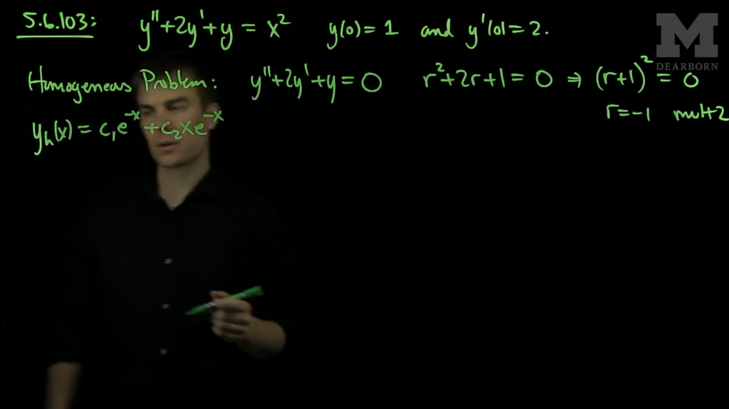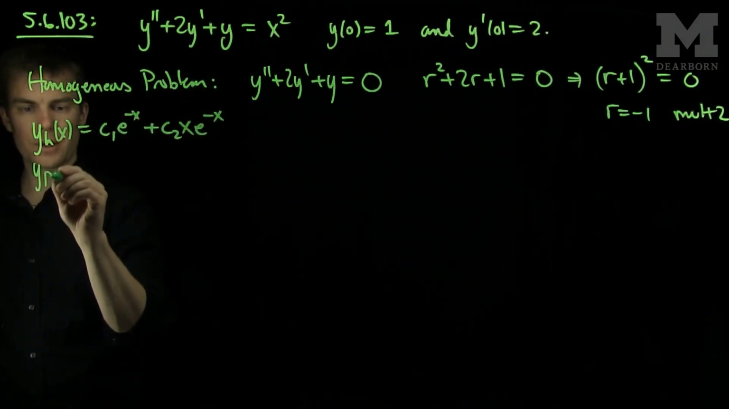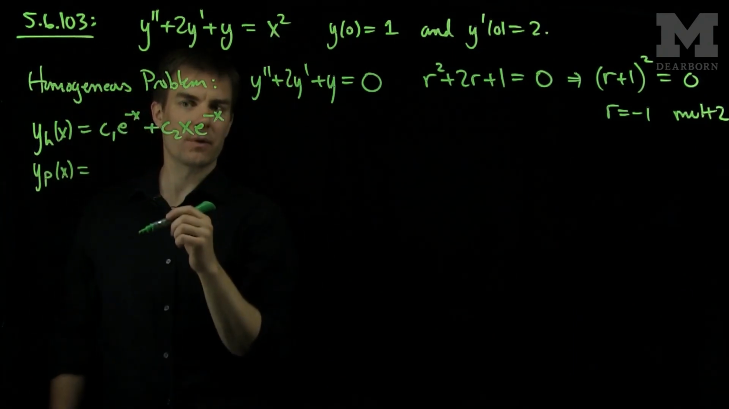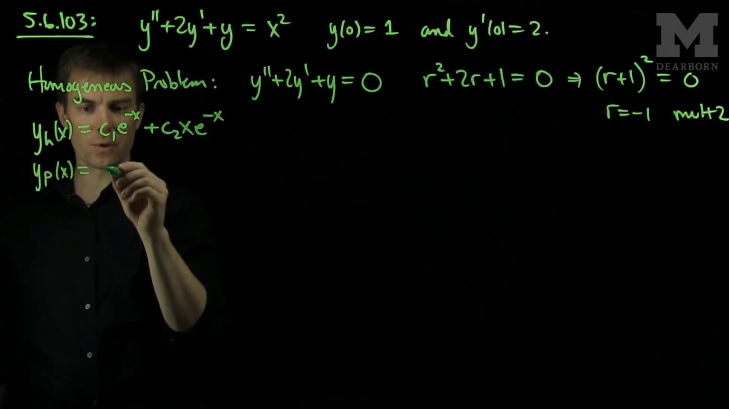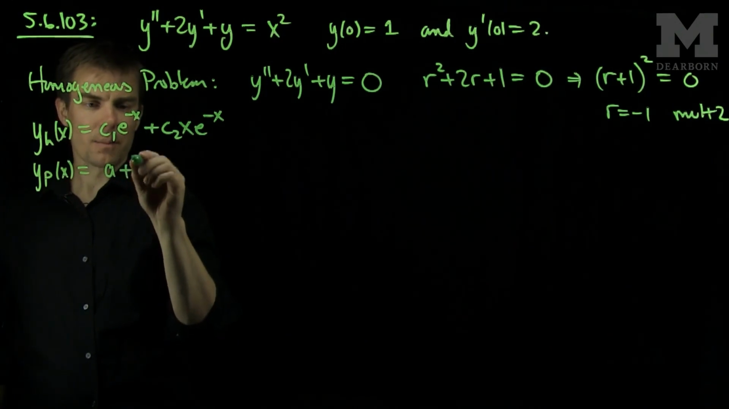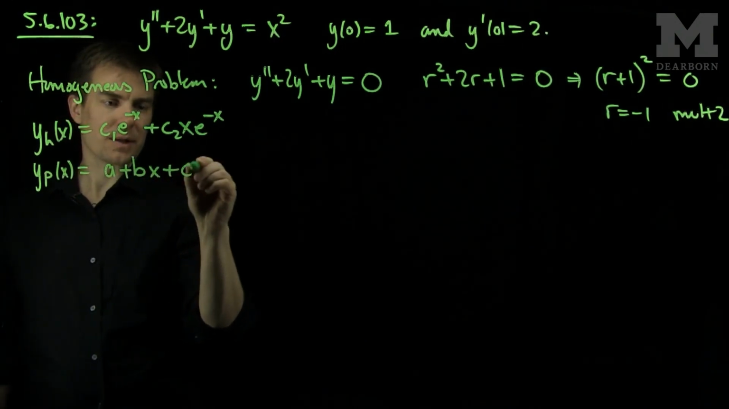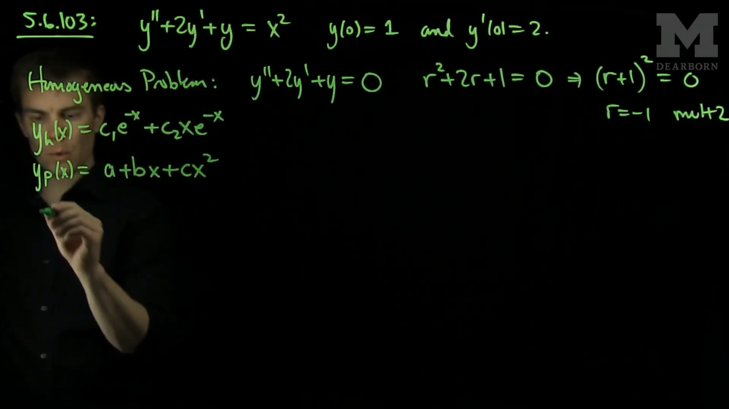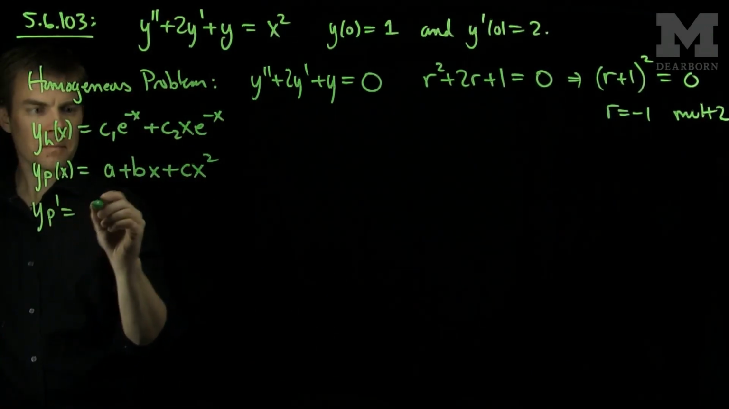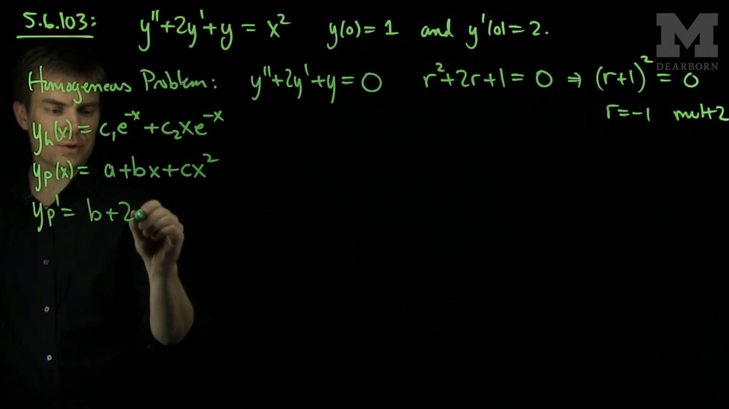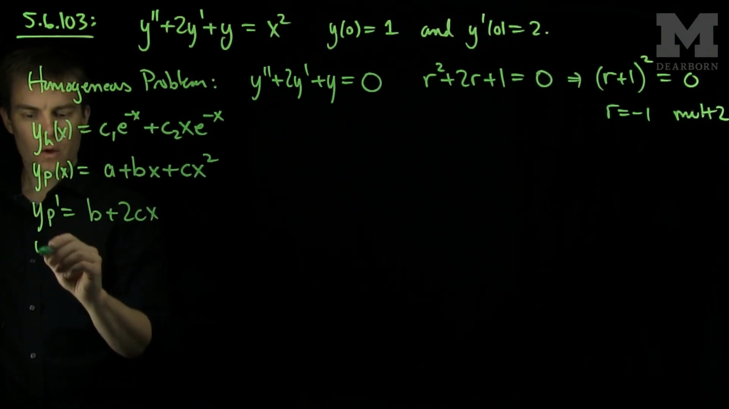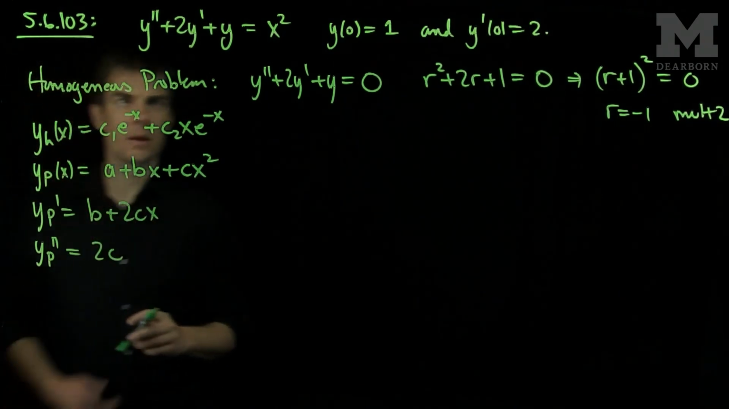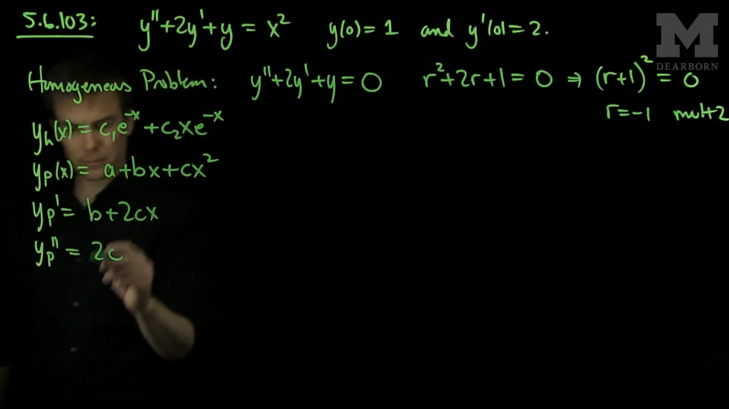Now we find our particular solution, y particular of x. I have a quadratic expression on the right hand side, so look for a particular solution as a quadratic expression: a plus bx plus c x squared, and I'll find a, b, and c now. So y particular prime is b plus 2cx. Y particular double prime will be 2c. And now we'll plug it into the problem.